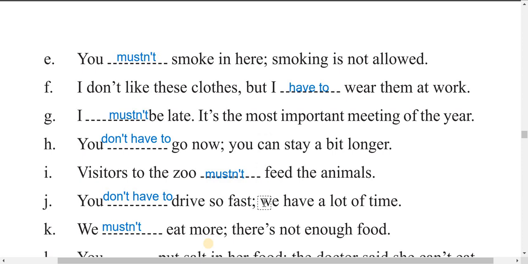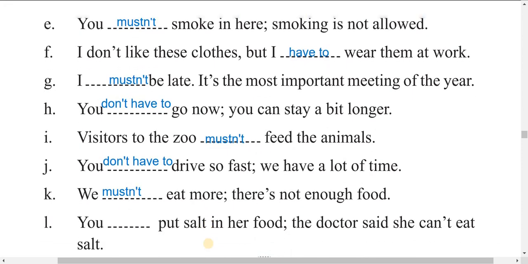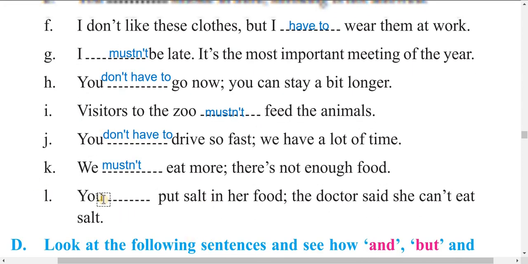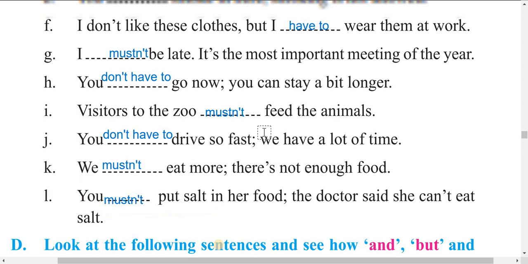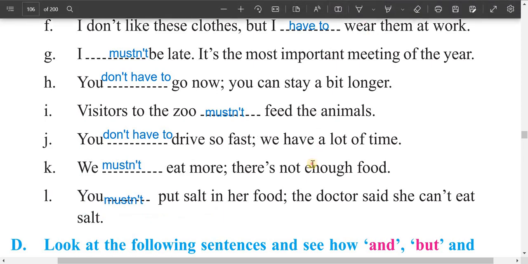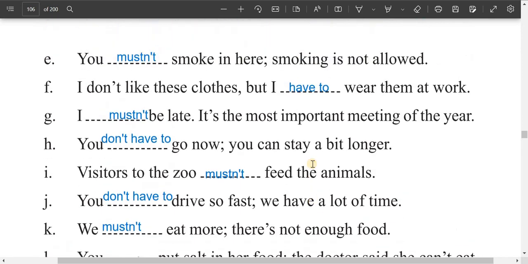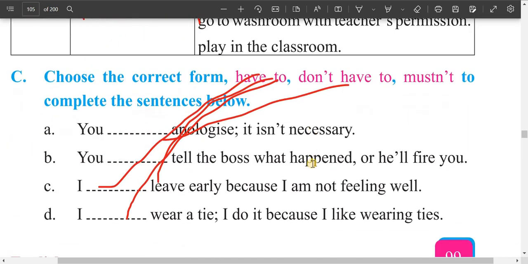Next one. The students, see the next one. Okay, put salt in food. You mustn't put salt in our food. The doctor said she can't eat salt. Now, students, let's do the next exercise.